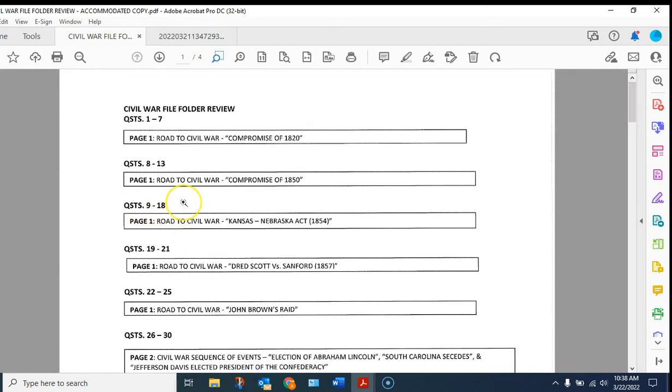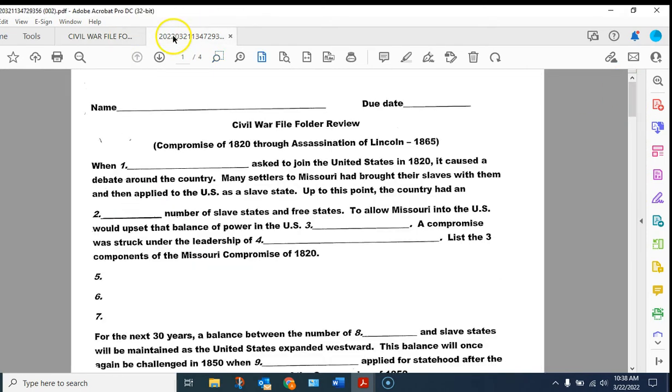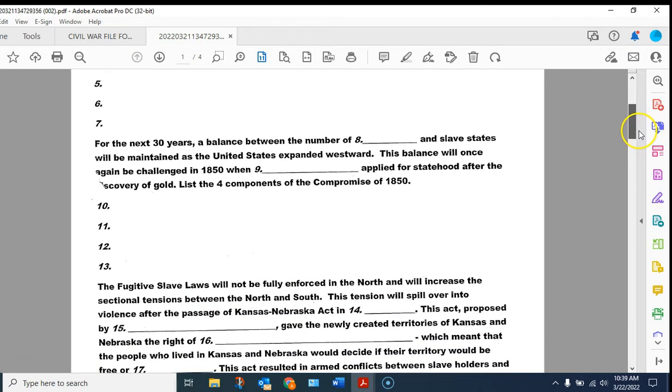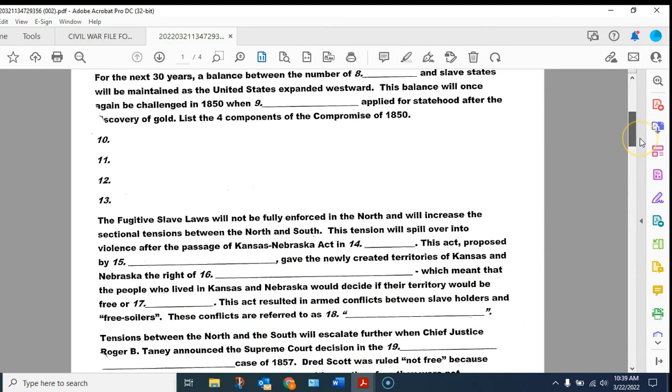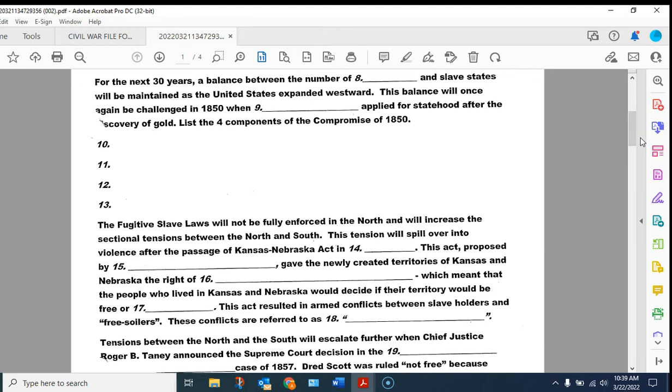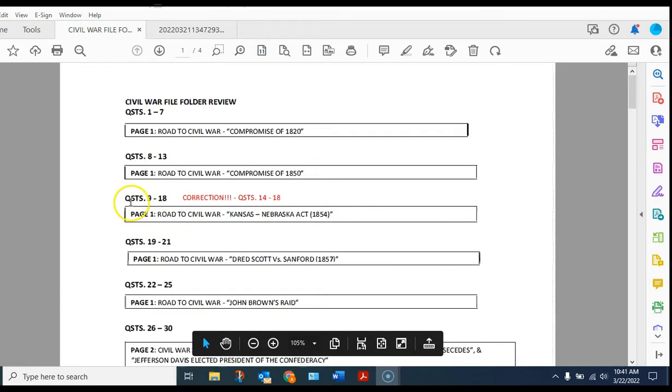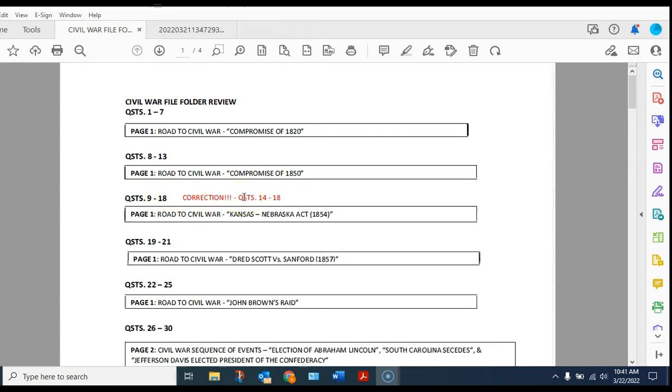All right, next, questions 9 through 18. Back to our document. Okay, so there's a correction. These are not questions 9 through 18. You can see in the red here. After going through this, I realized I had the wrong question numbers. So this actually is going to be questions 14 through 18, leading off of the one above, questions 8 through 13. So you'll go questions 14 through 18.